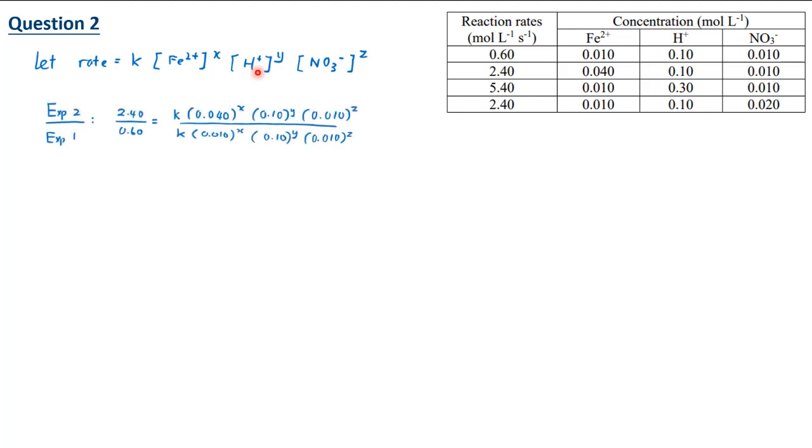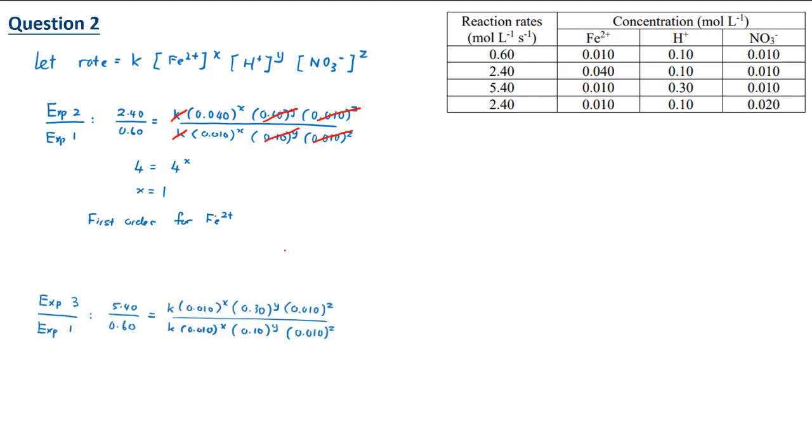So first of all, comparing experiment 2 with experiment 1. In this case, the K we can cancel off. And then for the unknown Y, since the concentrations of H plus are the same, we can cancel off. And the concentrations for the nitrate ion are the same, so we can cancel off. So after solving for this unknown X, you will see X equals 1, which is the first order for this iron 2 plus. All right, to solve for the second unknown, we compare between experiment 3 and experiment 1.